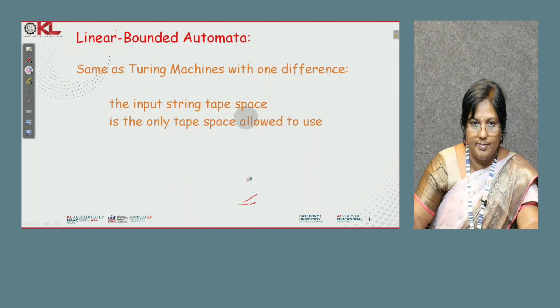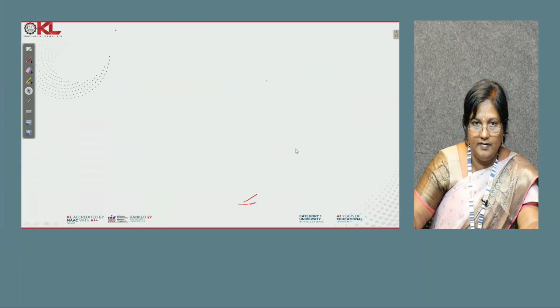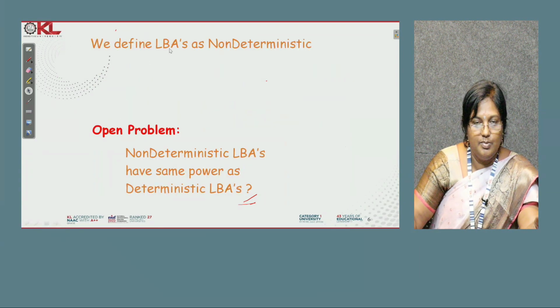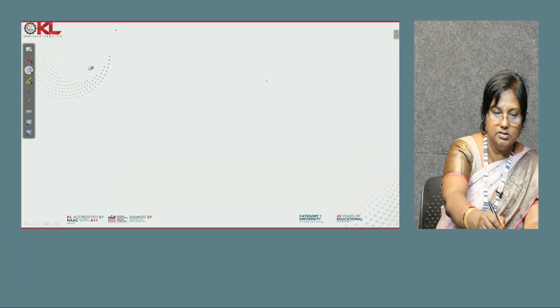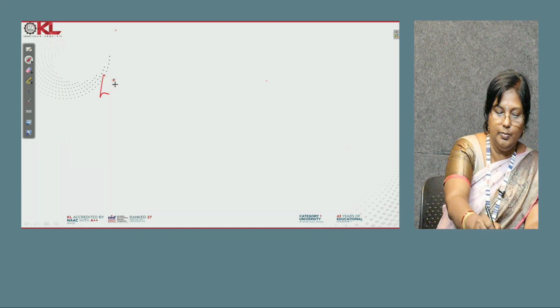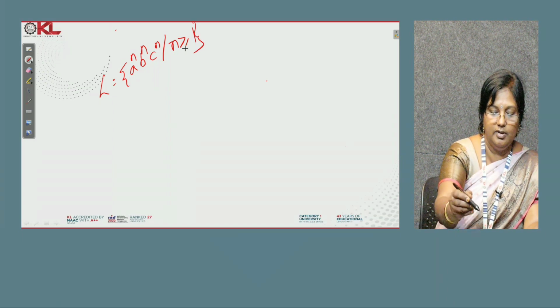Let us see some examples of this, and then we can see how a linear bound automata works. Before going to that, non-deterministic LBAs have the same power as deterministic LBAs. This is an open problem. Let us see one example problem. The example here is L is equal to A power n, B power n, C power n, such that n is greater than or equal to 1.